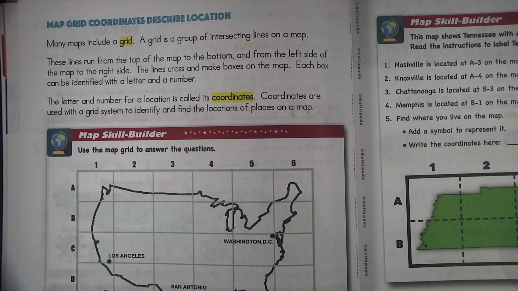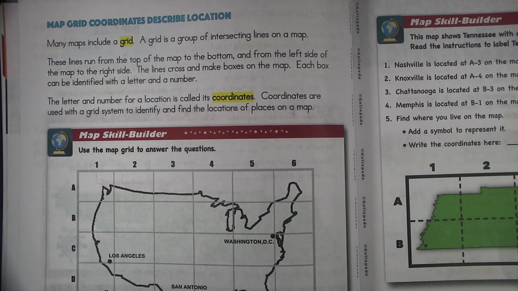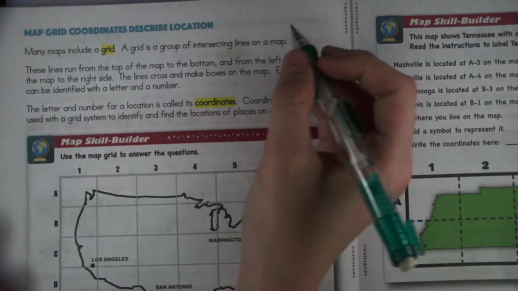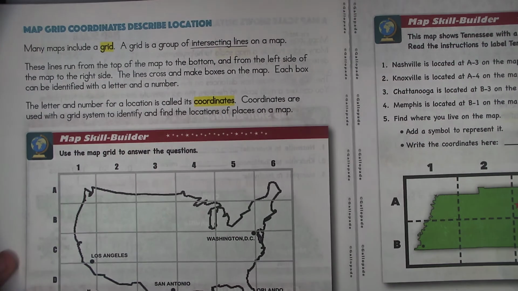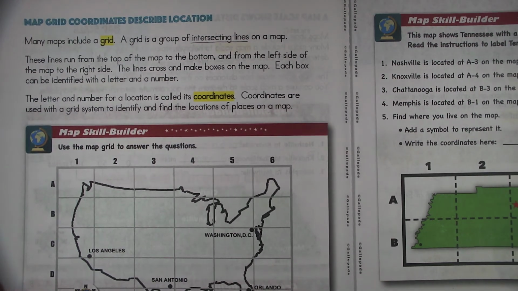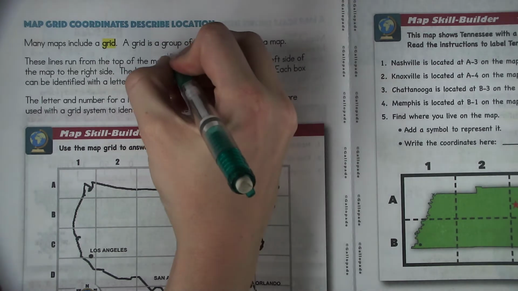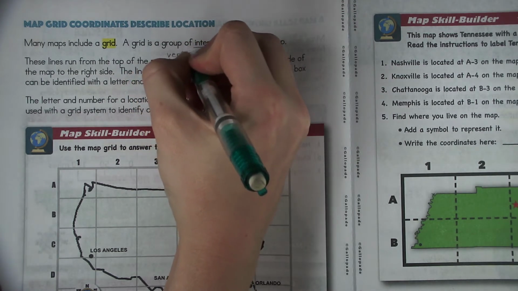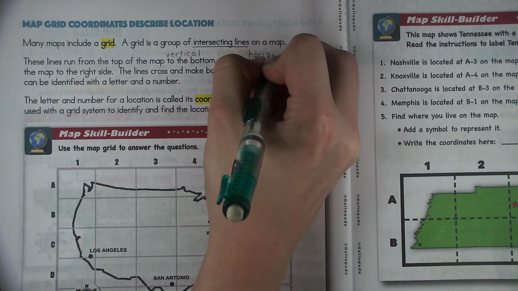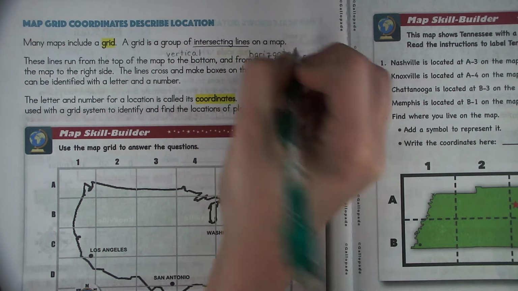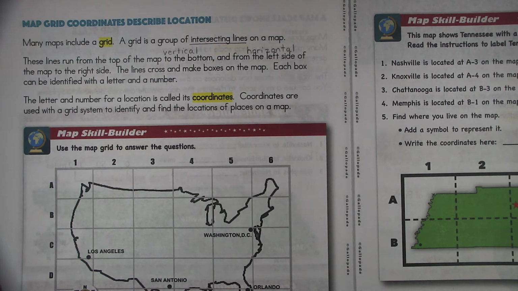Many maps include a grid. A grid is a group of intersecting lines on a map. Go ahead and underline that they are intersecting lines. These lines run from the top of the map to the bottom, and from the left side of the map to the right side. So these would be vertical, and these would be horizontal. Go ahead and write that. You can pause if you need to.